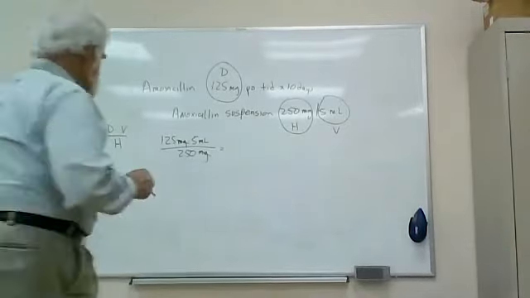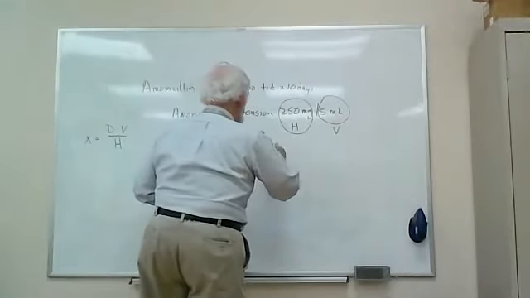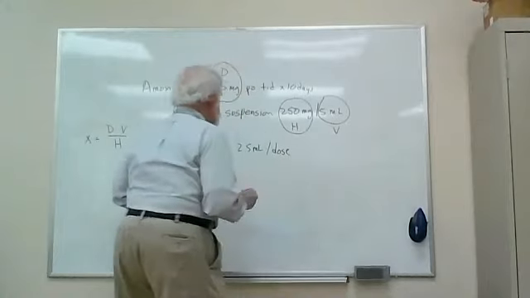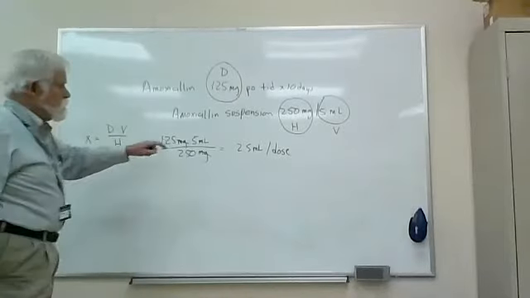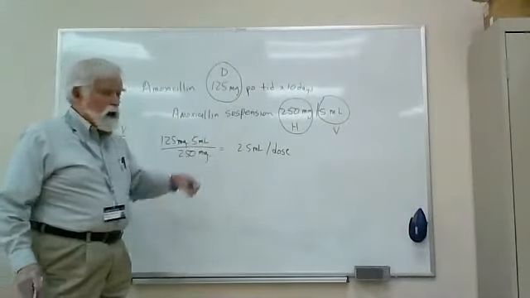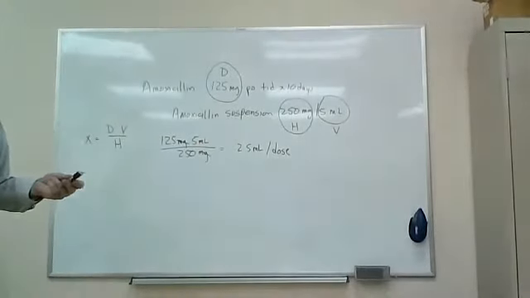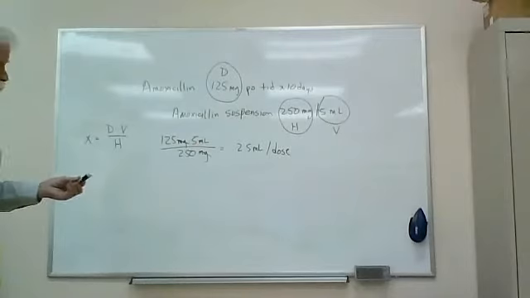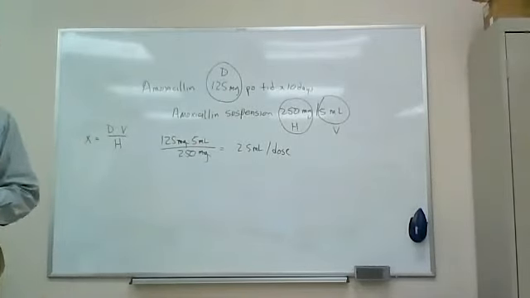Right. 2.5 milliliters per dose. Now, once again, to fill the prescription, we have to multiply that by the number of doses per day. So 2.5 times 3 is 7.5. And then we multiply that times the number of days. 10 times 7.5 is 75 milliliters. That's how much we dispense to the patient.